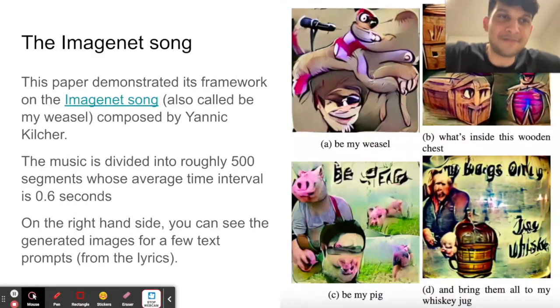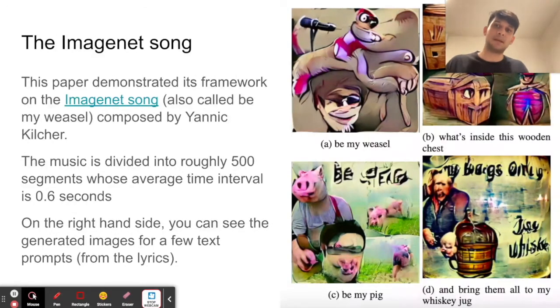And now let's talk about the ImageNet song. This is a song that the paper has used to demonstrate its framework. It's also more popularly called My Weasel, and it's composed by Yannick Kilcher. The music is divided into roughly 500 segments whose average time interval is 0.6 seconds.